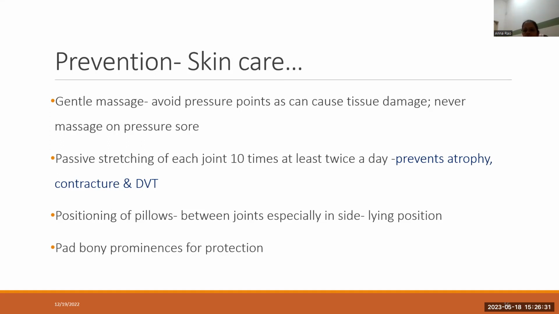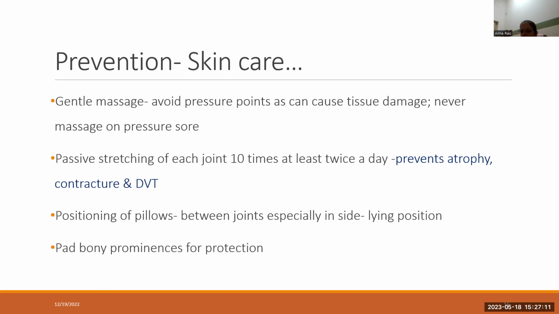Then about the joints. So what to do about joints? You have to tell the patient to do it himself when he is able to, or you have to give him passive exercise, right? So each joint twice in a day, 10 times. Say for example, your elbow joint, then 10 times morning, 10 times evening. Similarly, all the joints should be moved. Why so? It will also help in prevention of atrophy of muscles.